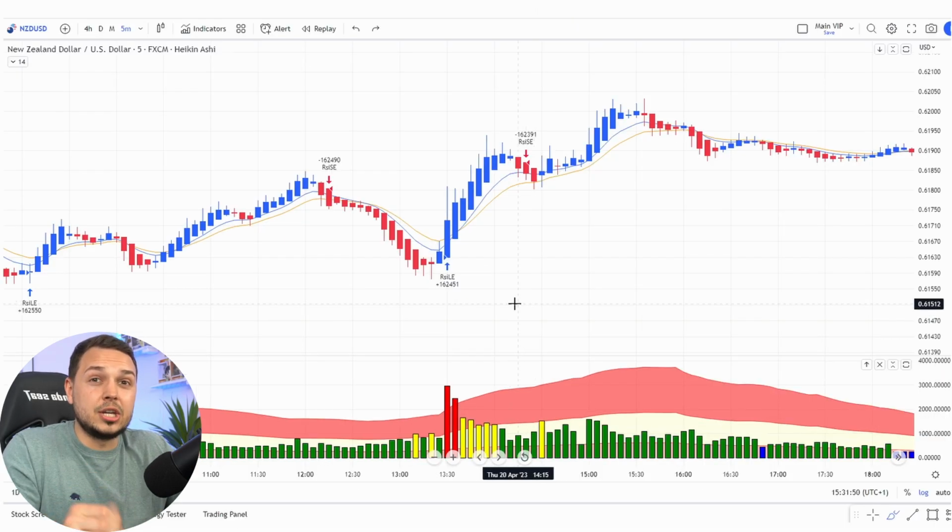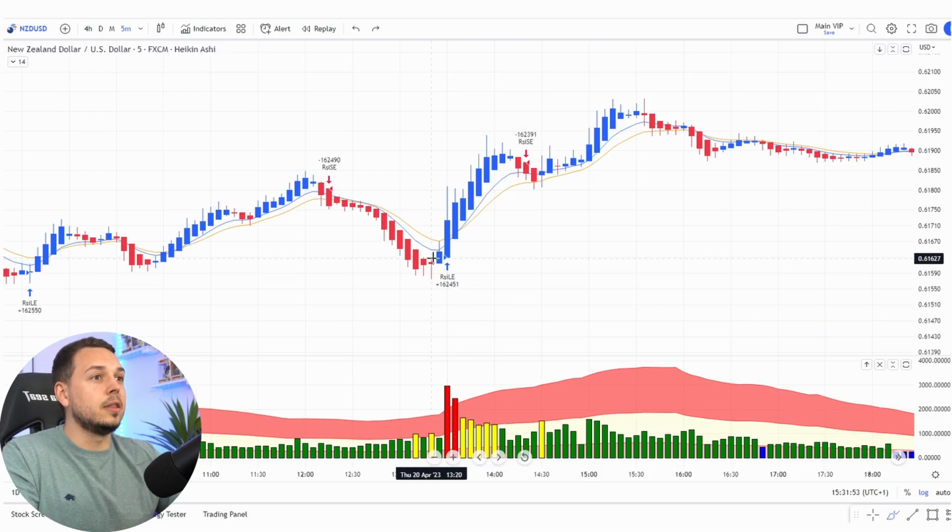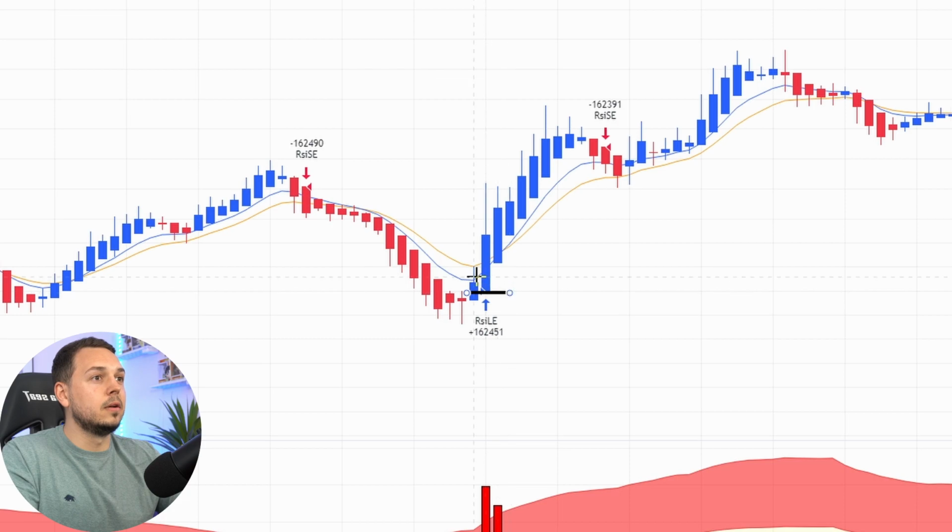And the last indication, don't forget the Heikin Ashi candlesticks. As you can see, every single time it closed, there's no lower shadow. This is a great indication for further bullish pressure and momentum.